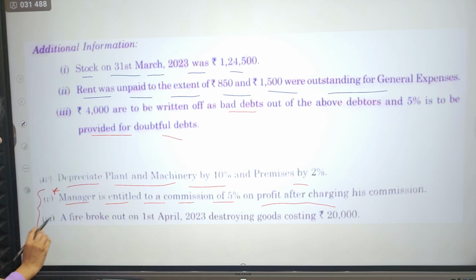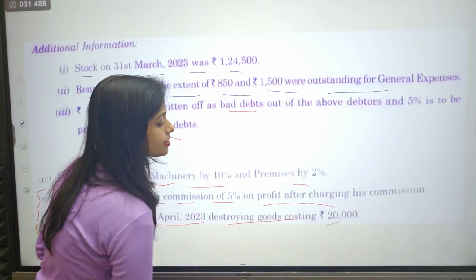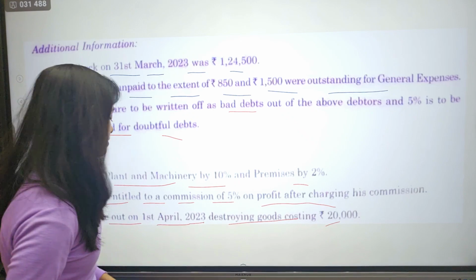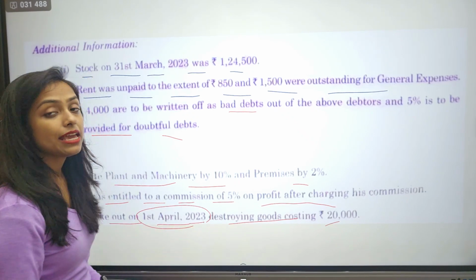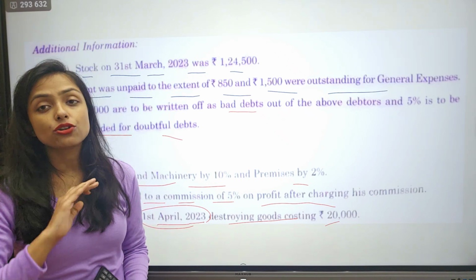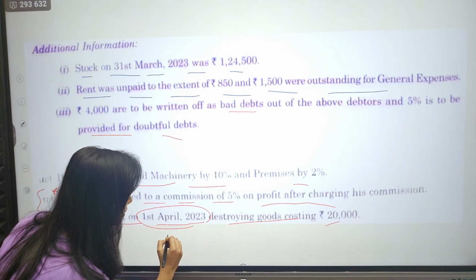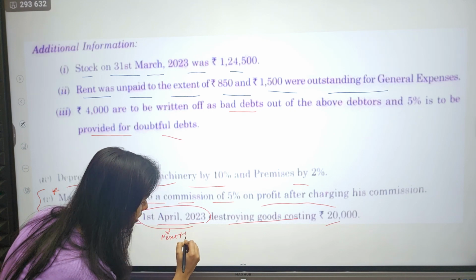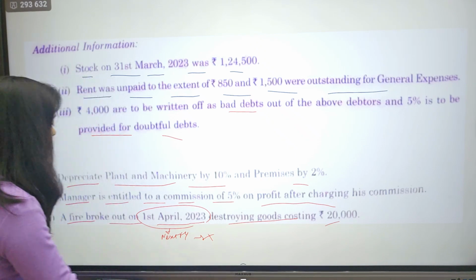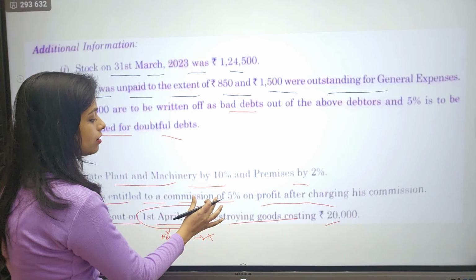This is left. Let's read it. A fire broke out on 1st April 2023, destroying goods costing 20,000 rupees. I would have done an adjustment for this, but please notice, when did the fire take place? 1st April 2023. Anything that is happening in the next financial year, we are not going to do anything regarding it in the current financial year. Clear? This is something that belongs to the next financial year. Hence, no treatment will be given in this year to this. Ignore this point completely. Clear? Okay.